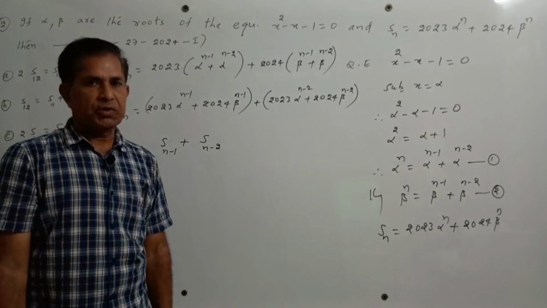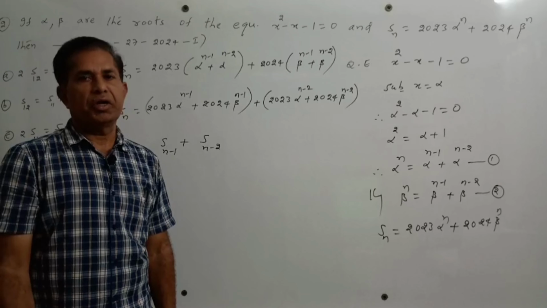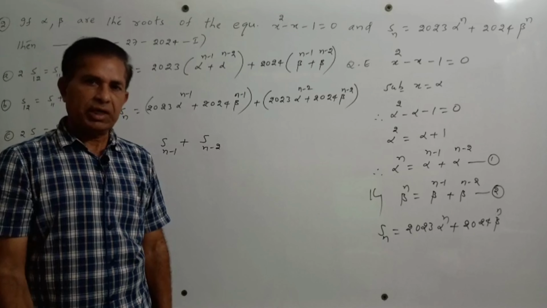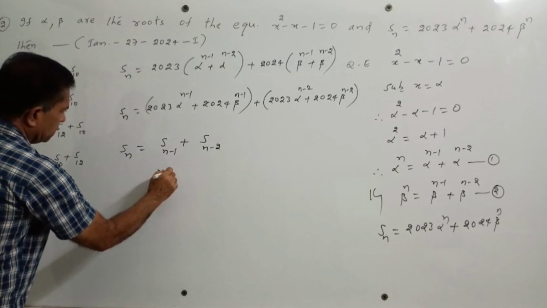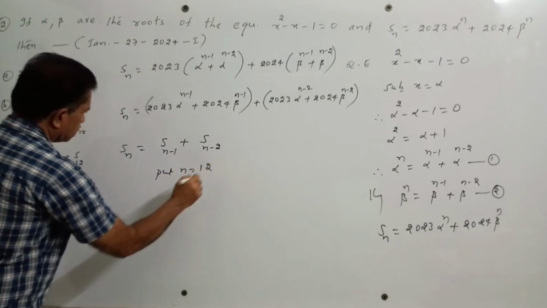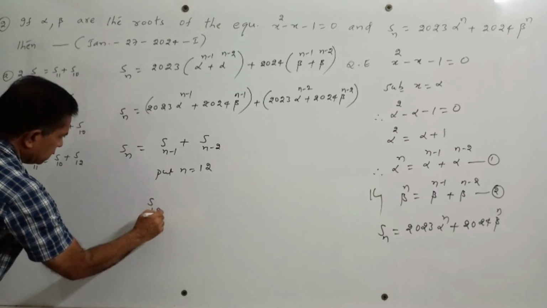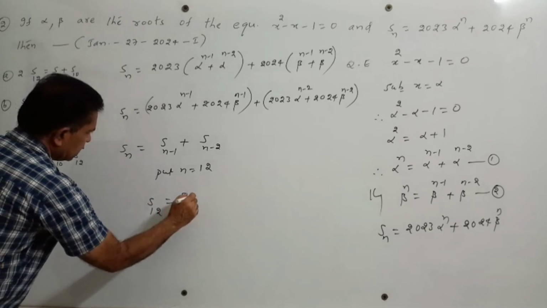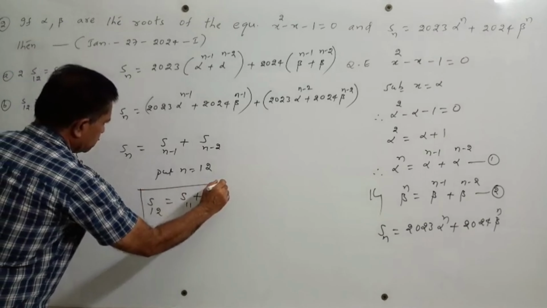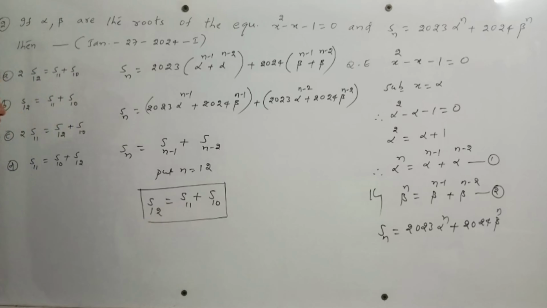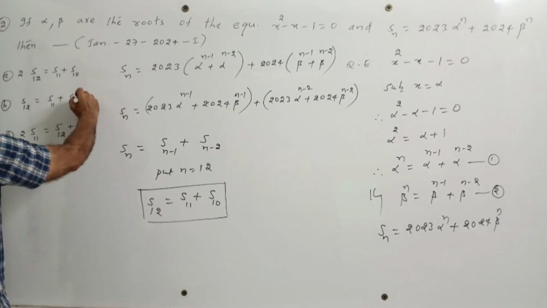So in the given options he had given the relation connecting S12, S11, S10. So I am substituting n is equal to 12. Therefore I can say S12 is equal to S11 plus S10. So this is the relation connecting S12, S11, S10. See now which option is the correct option. So I can say option B is the correct option.